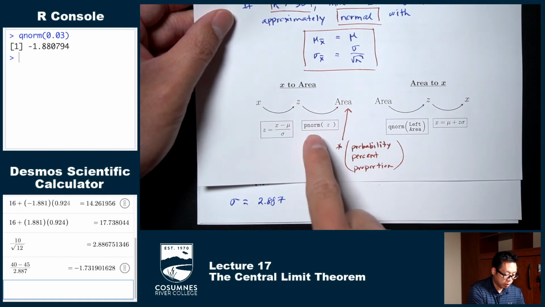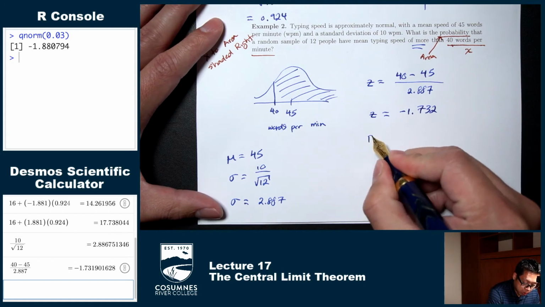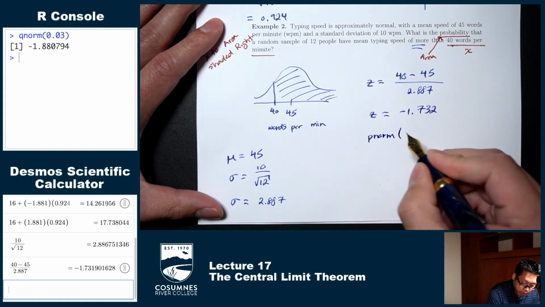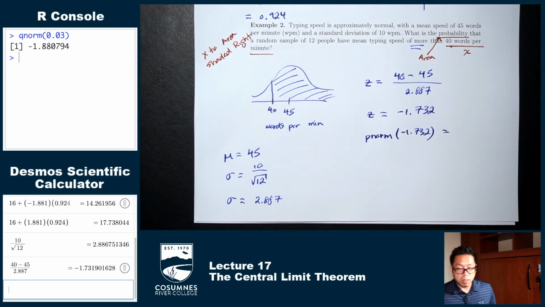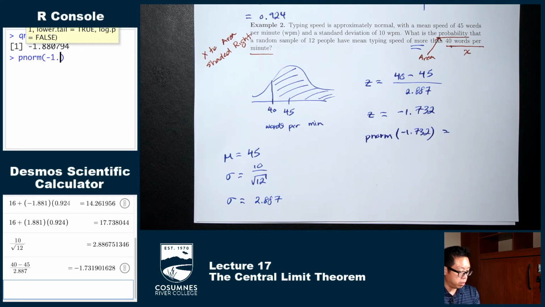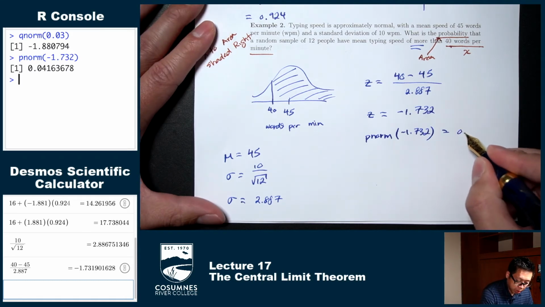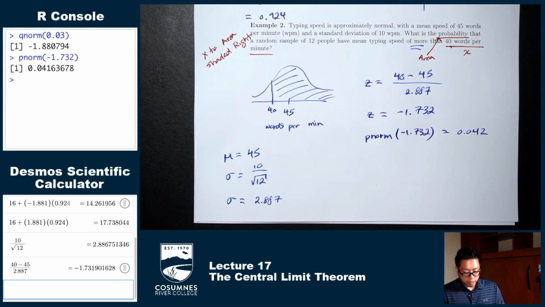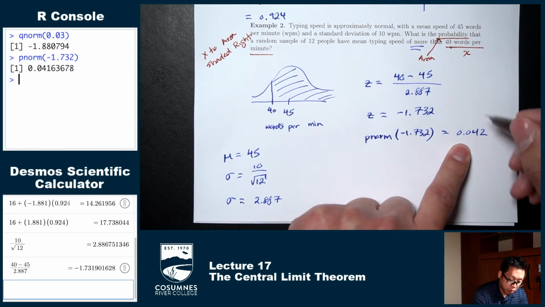Next step, z to area by doing a p-norm z. So next, we're going to do a p-norm on this z, which was negative 1.732. So in R, p-norm, negative 1.732. Round to 3 decimal places, this is 0.042. Okay, the way p-norm works is you feed it a z, and it spits out the left area. So this 0.042 is the left area.